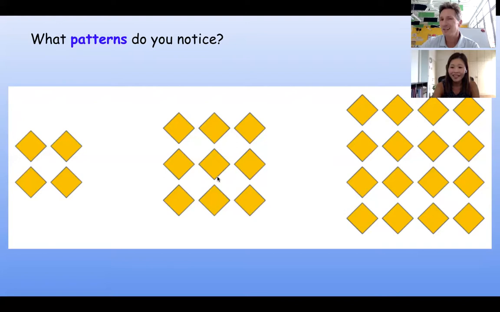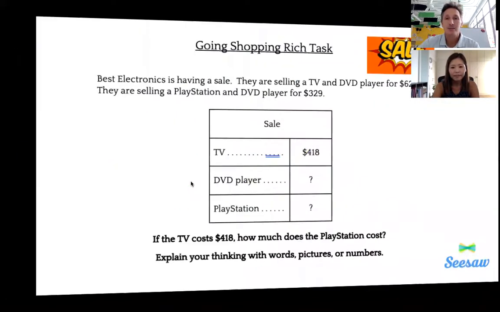What patterns did you notice, mathematicians? Remember, turn and share with your mom or your dad or your brother and sister. Let's see what you notice. Here's our next slide.